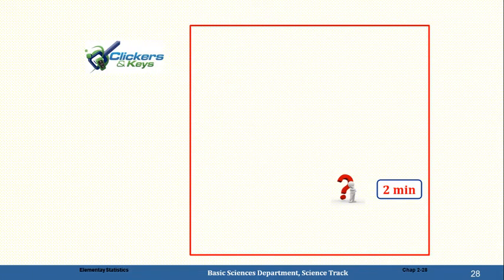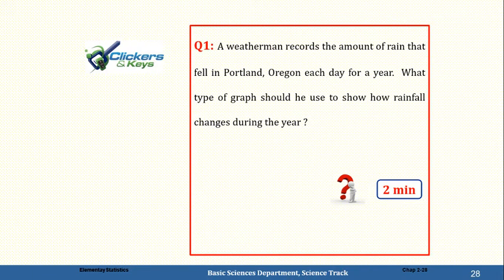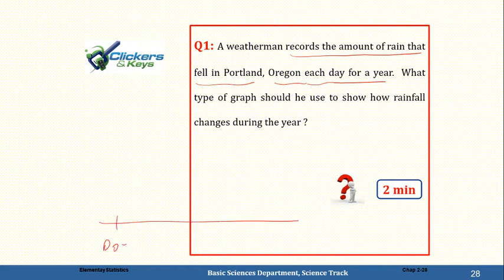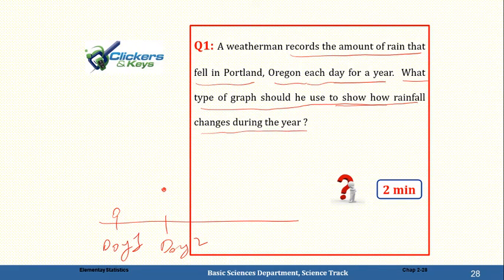Now let's look at these exercises. A weatherman records the amount of rain that fell in Portland, Oregon each day for a year. So he wants to make a record like day 1, we got this many, zero. In day 2, we got, let's say, this many. So what type of graph should he use to show how rainfall changes during the year?